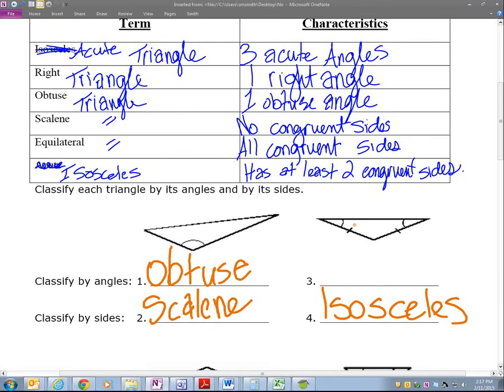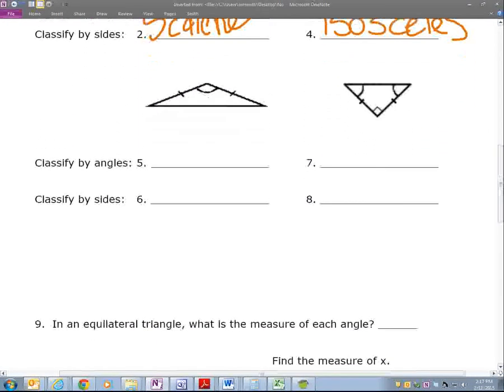What do we got? That's also obtuse. It's obtuse because we have one obtuse angle. The other 2 are acute. And in order for it to be an acute triangle, all 3 have to be acute.